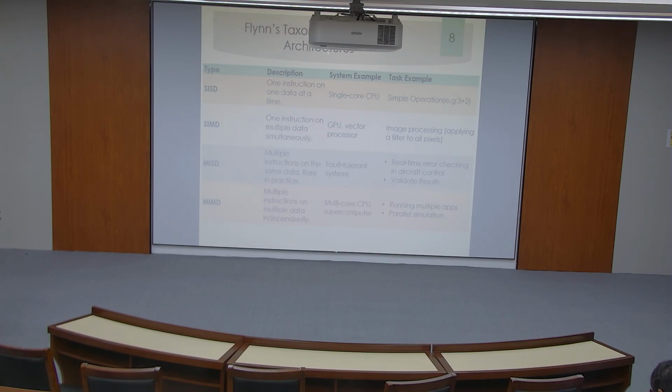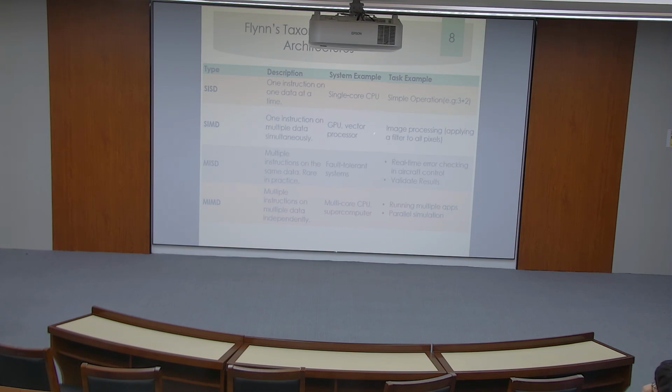We have the description, single instruction, single data. We have a system example and a task example. For single instruction, single data, the system example is a single core CPU, and the task example is a simple calculation, a simple operation. For single instruction, multiple data, we have GPUs.